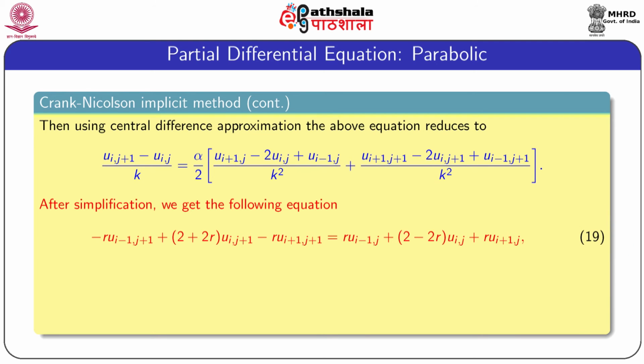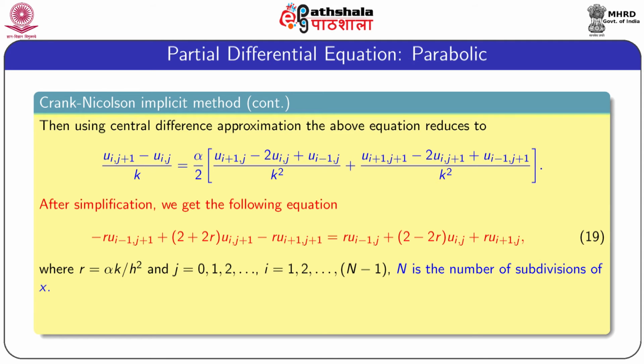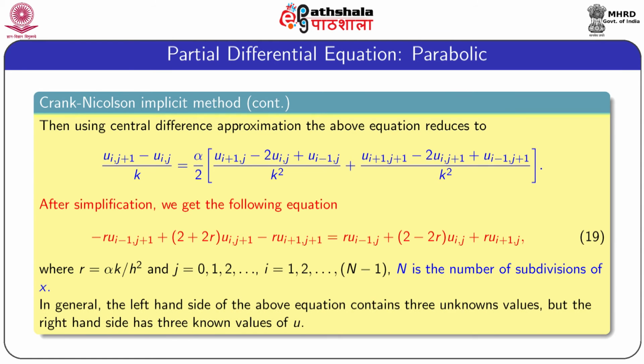Note that in equation 19, there are 3 values of u present in the right hand side and 3 values present in the left hand side. In this case, the value of r equals alpha k by h square, the values of j are 0, 1, 2 and so on, but the values of i are 1, 2 up to n minus 1, where n is the number of subdivisions of x. In general, the left hand side of the above equation contains 3 unknown values, but the right hand side has 3 known values of u. So, this is an implicit method.